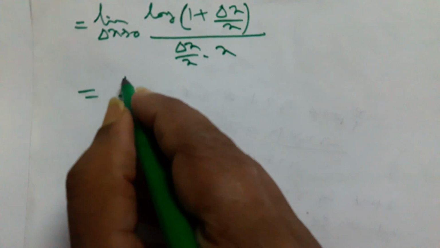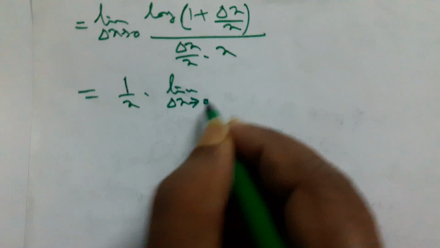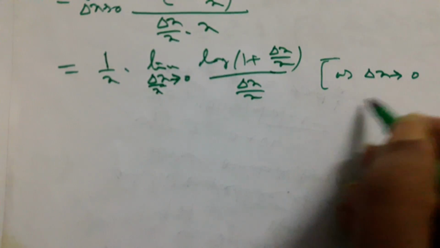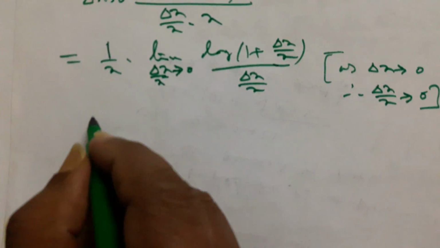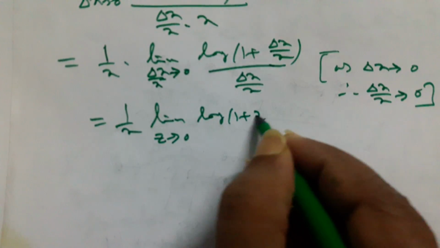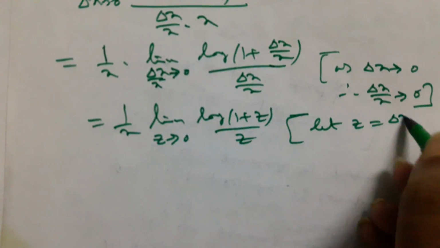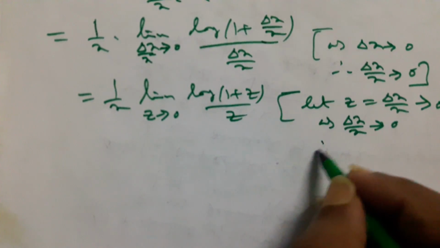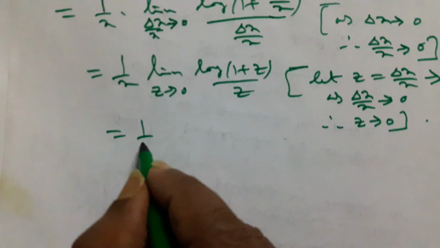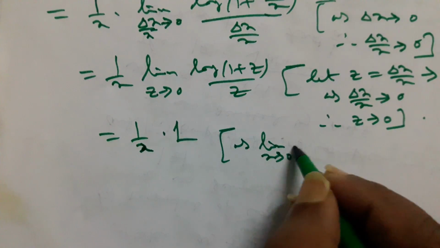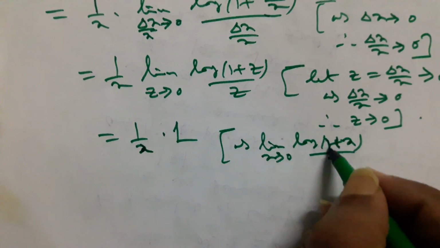This 1 by x is treated as a constant, and the limit, as delta x by x tends to 0, of log of 1 plus delta x by x, by delta x by x. As delta x tends to 0, delta x by x also tends to 0. By definition, 1 by x times the limit as z tends to 0 of log of 1 plus z by z, where z equals delta x by x. As delta x by x tends to 0, therefore z tends to 0. It is a standard limit of the logarithm and its value is 1, as the limit as x tends to 0 of log of 1 plus x by x equals 1.